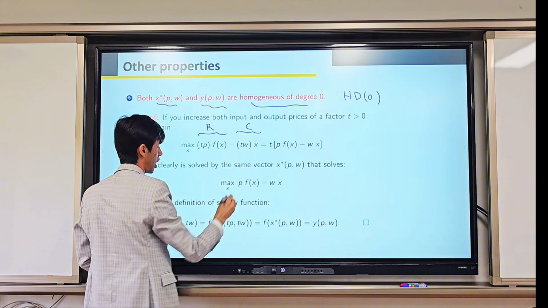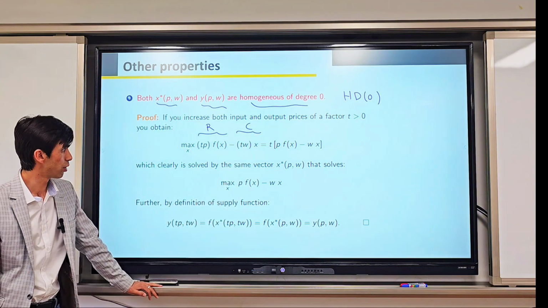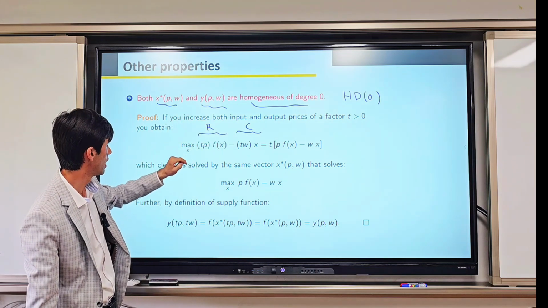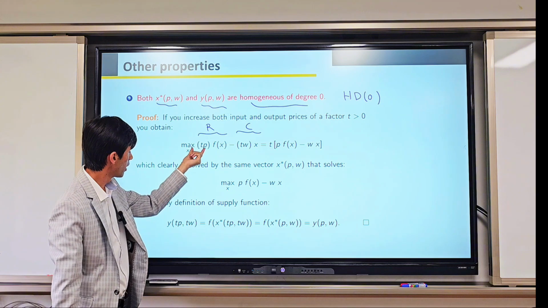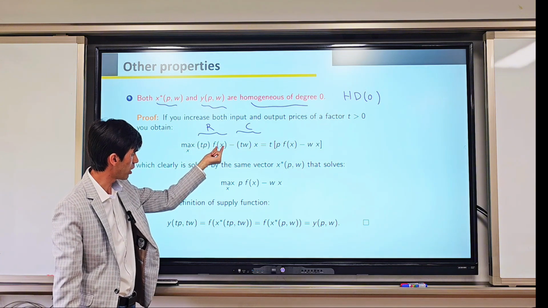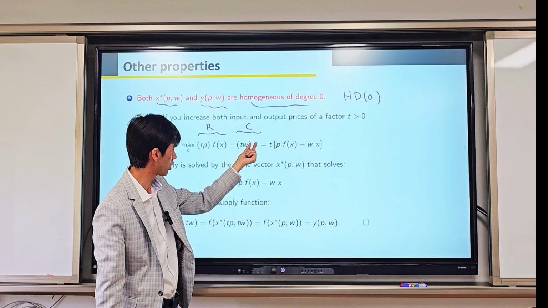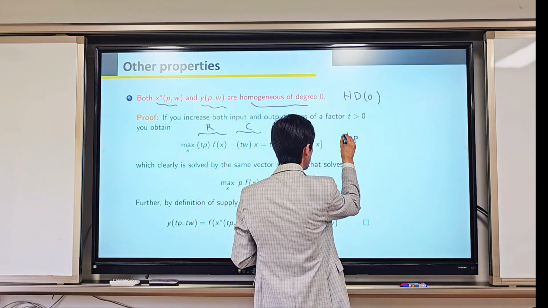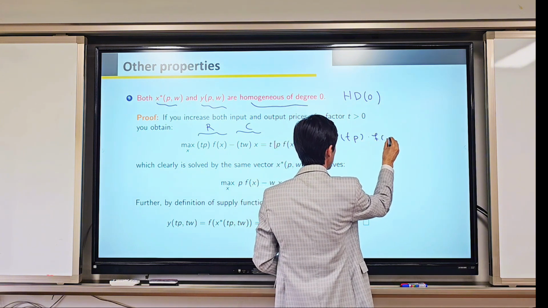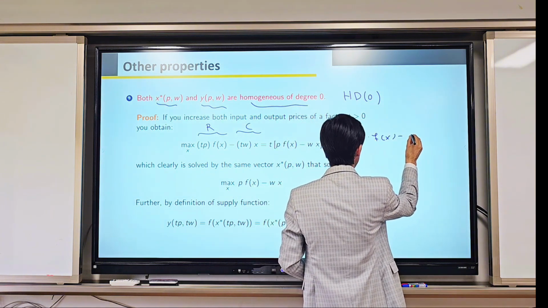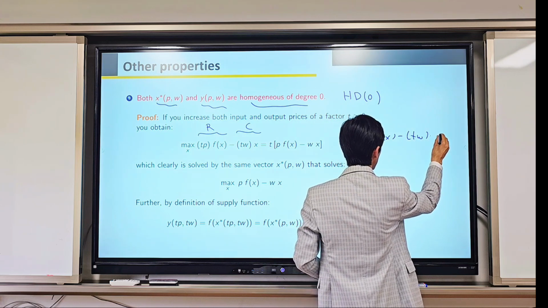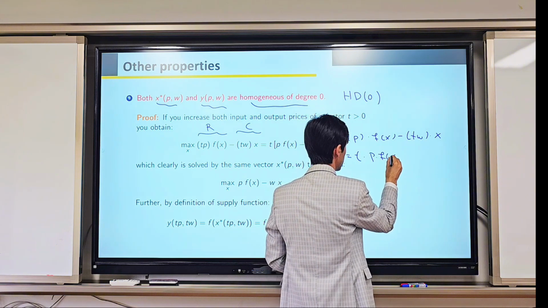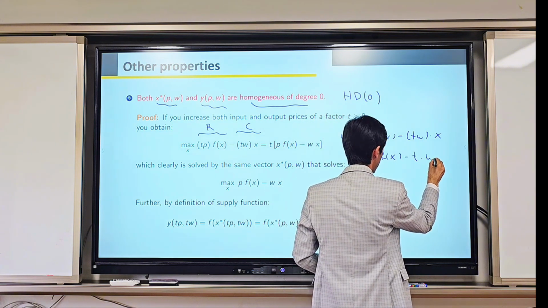This is our cost. So our profit is revenue minus cost. It says it's homogeneous of degree 0, especially in the input and output factor prices. So tP multiplied by f(x) minus tW multiplied by x. Now it's straightforward. We have tP multiplied by f(x) minus tW multiplied by x, which is equal to t multiplied by P f(x) minus t multiplied by Wx.